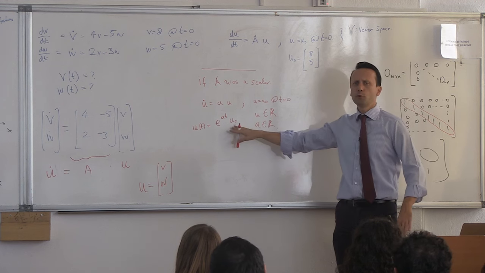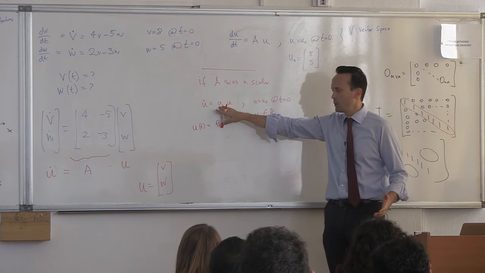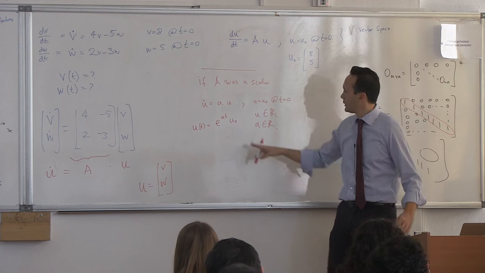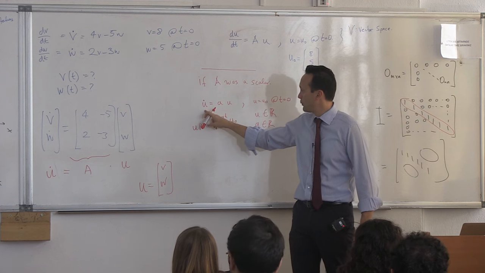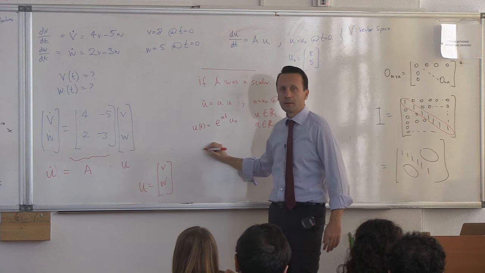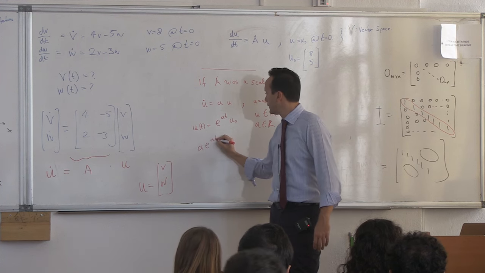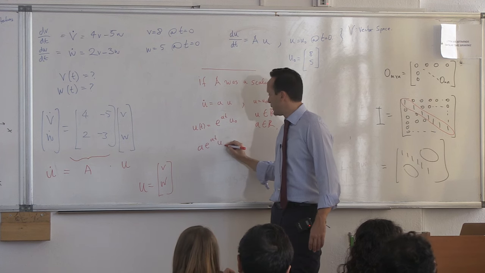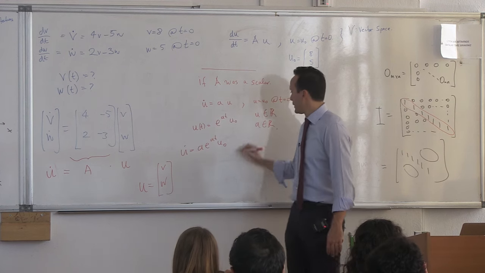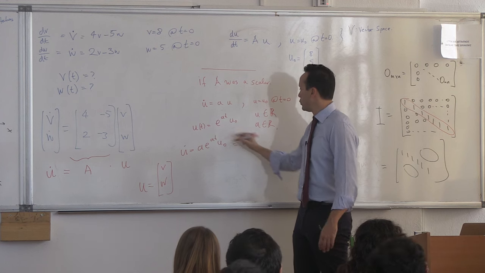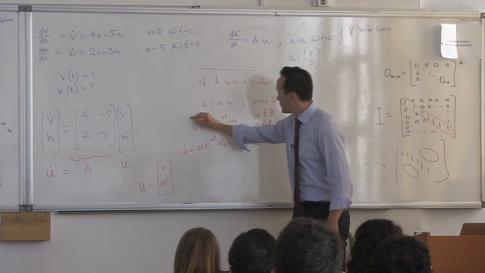So is this true? Can I check if this is a true solution? I can check it by plugging this into this equation and see if it holds, right? Let's do it. Let's take the derivative of this one with respect to time. What will it be? It will be A e to the power At times U0. Okay. So that's taking the derivative, u dot, right? This is u dot, right? Is equal to A times u, A e to the power At. Same? Yes. Therefore, this is a solution.